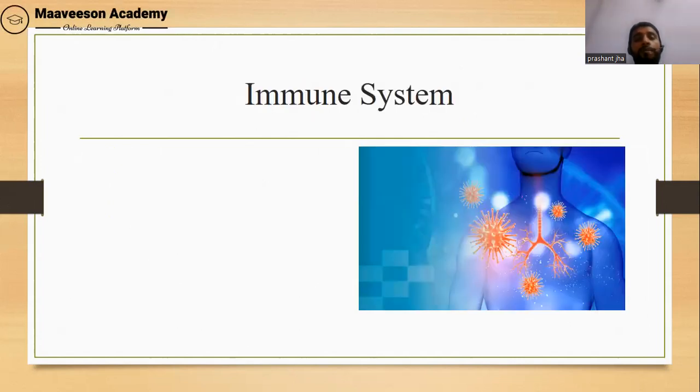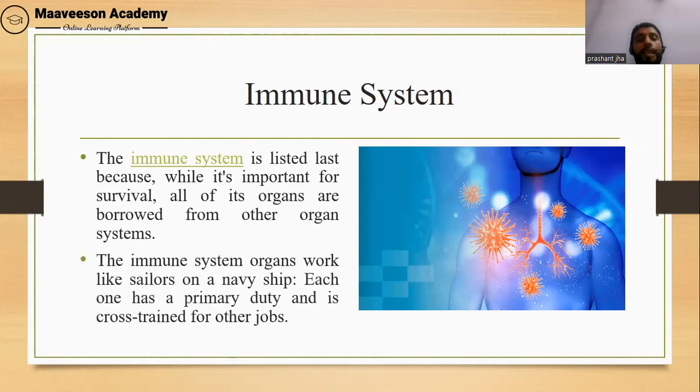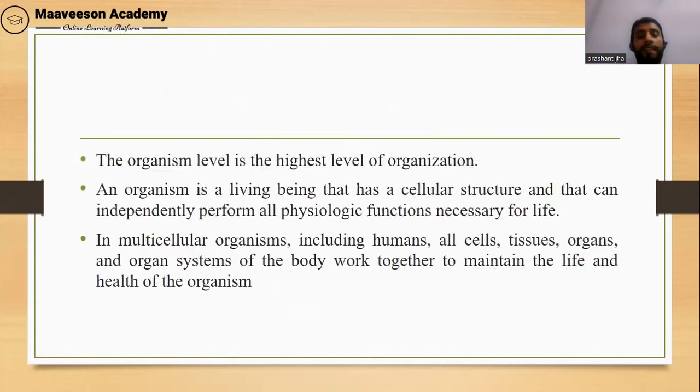And the next is the immune system. The immune system is listed last because, while it's important for survival, all of its organs are borrowed from the other organ systems. The immune system organs work like sailors on a navy ship. Each one has a primary duty and is cross-trained for other jobs also. The primary organs of the immune system include the lymph nodes, bone marrow, thymus, spleen, adenoids, tonsils, and skin.